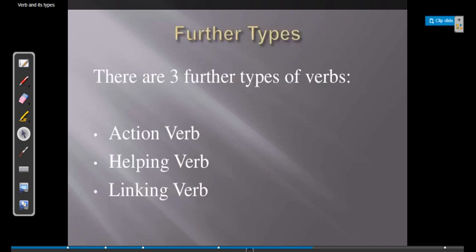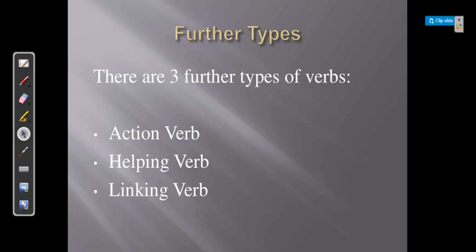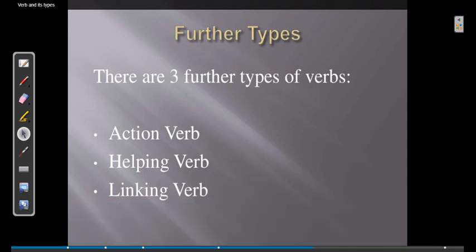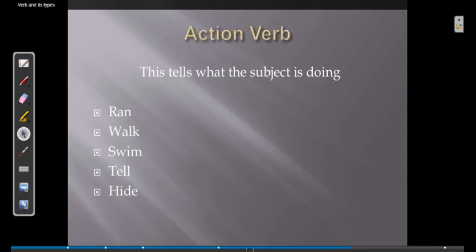Further, the verb is classified into three further types of verbs: action verbs, helping verbs, and linking verbs. Action verbs, helping verbs, and linking verbs. Ran, walk, swim, tell, hide.